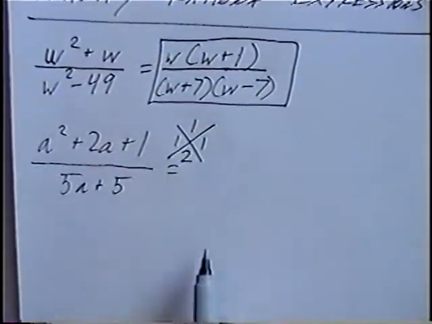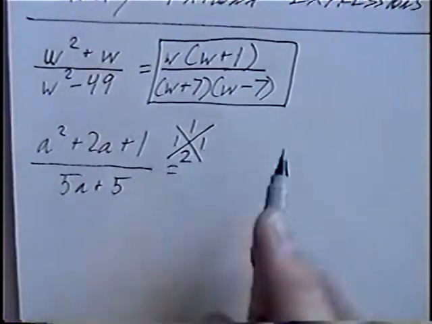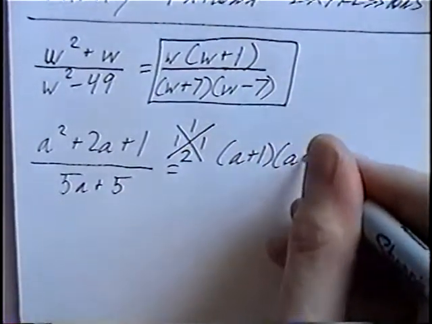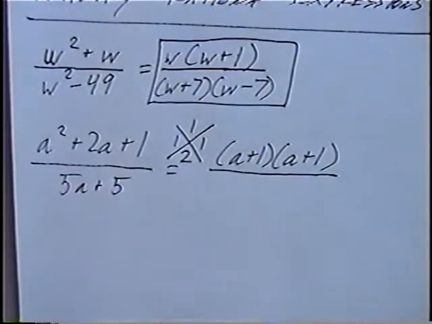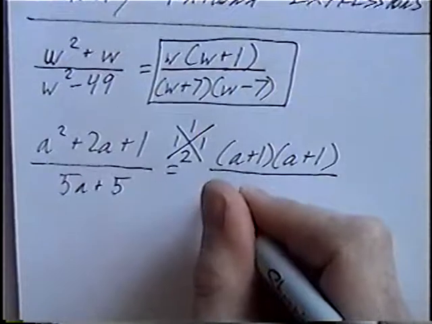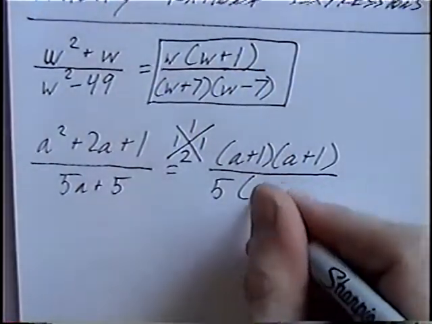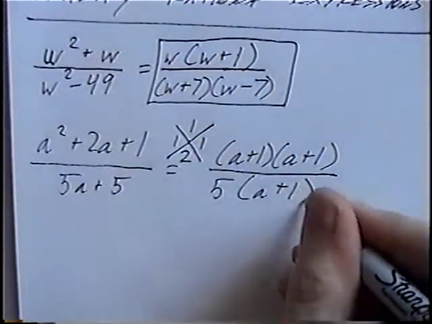1 times 1 would be 1. 1 plus 1 would be 2. So your factored form using these two numbers would be a plus 1 and a plus 1. For the denominator, 5a plus 5, 5 goes into each of these terms. And if we divide each one by 5, we're left with 5 times a plus 1.